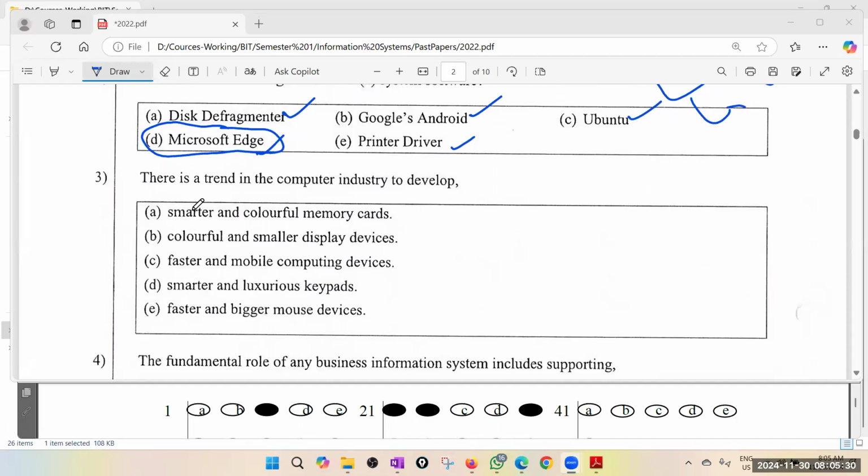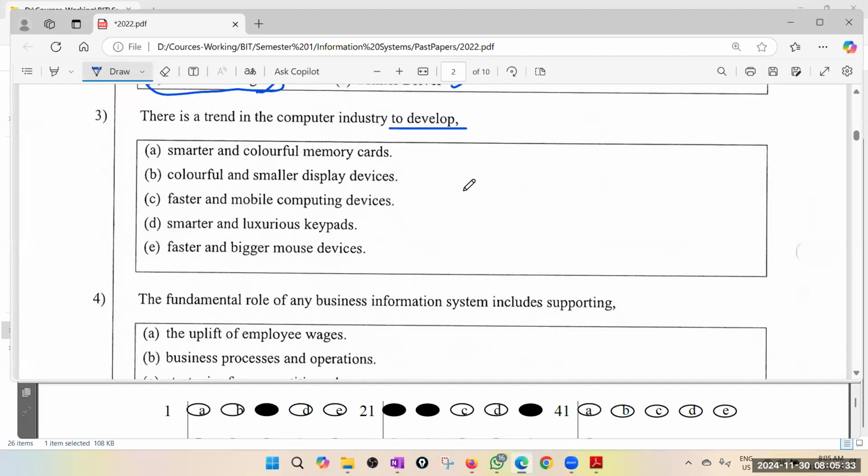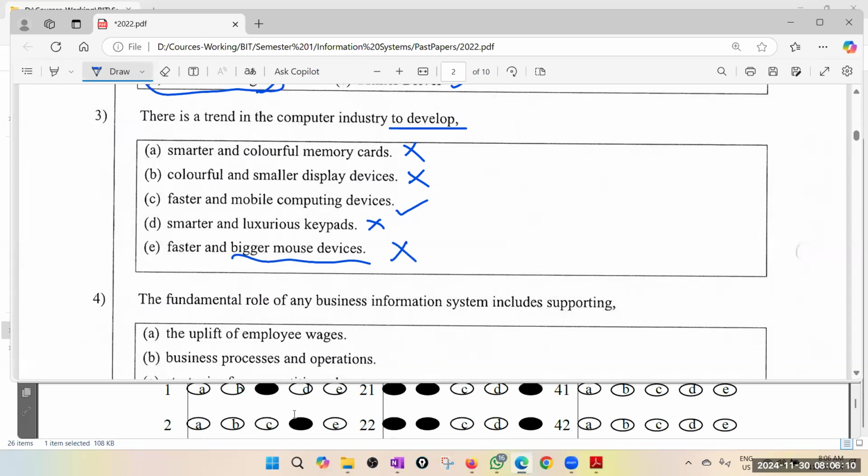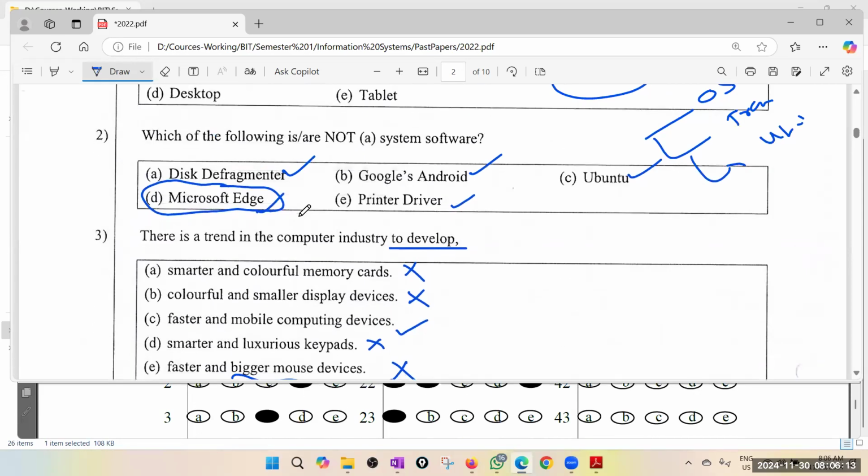There is a trend in the computer industry to develop smart and colorful memory cards. So that is nonsense, for fancy people. Colorful and smaller display devices, faster and mobile computing devices. Yes. Smart and luxurious keypads. No, of course these things are there, but I don't take these things as serious stuff for IT professionals. Faster and bigger mouse devices. Of course, bigger mouse devices, who wants them. Right. I'll go for C. Yes, C. Okay.